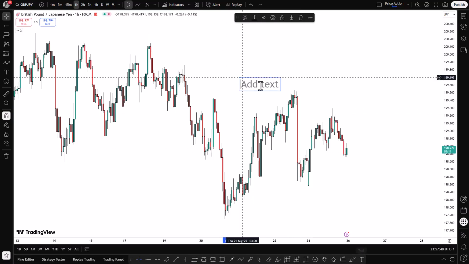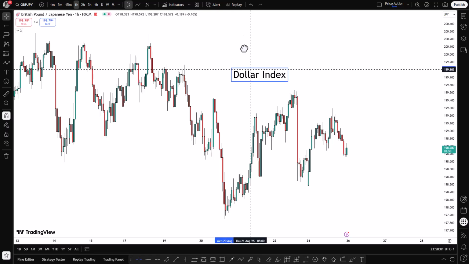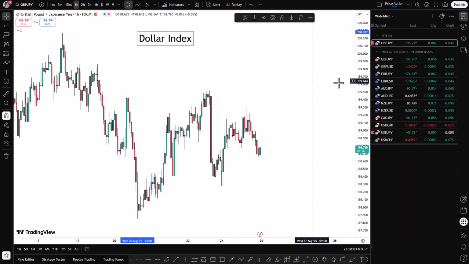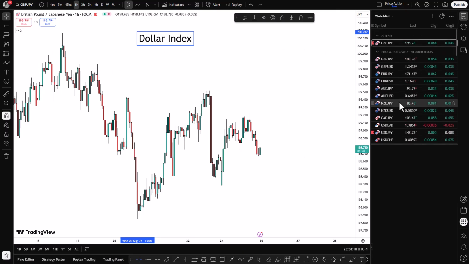Okay, so as you've heard me say, the dollar index is kind of like a basket of currencies which are weighted against the dollar, the strength of the dollar against the basket of currencies. That's what I meant to say, okay? So let me show you an example. If you take a look at this market watch window, you'll notice that I've got a ton of currency pairs here and other tradable instruments.